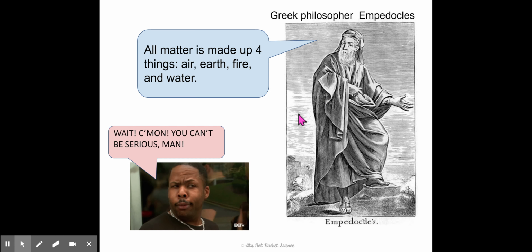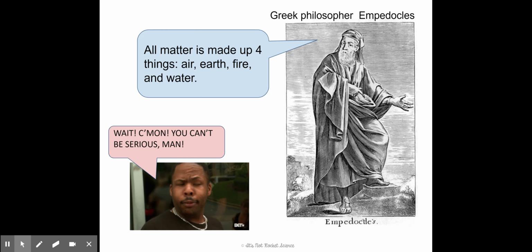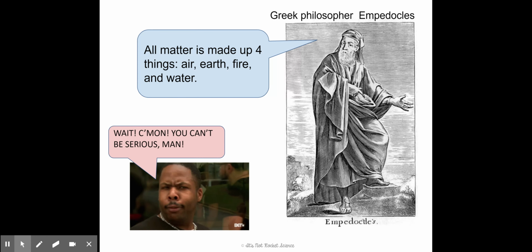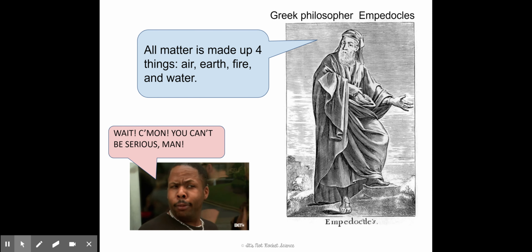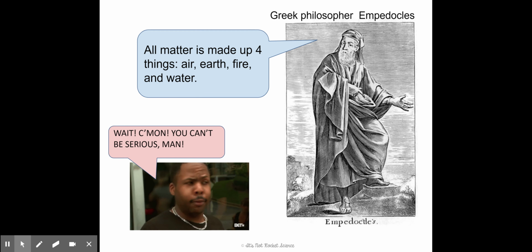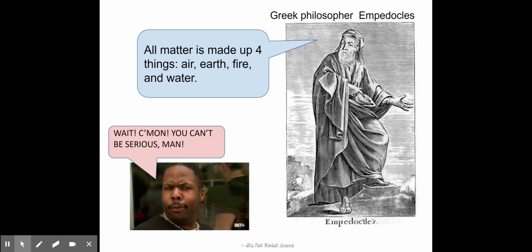So the first idea of what matter is made up of came from the Greek philosopher Empedocles, after Democritus. Democritus thought that all matter was made out of the same atoms. But this philosopher said no, all matter is made up of four things: air, earth, fire, and water. Although this is not correct, this idea paved the way for several future scientific investigations.